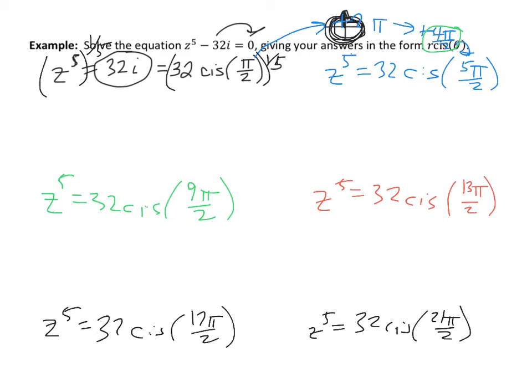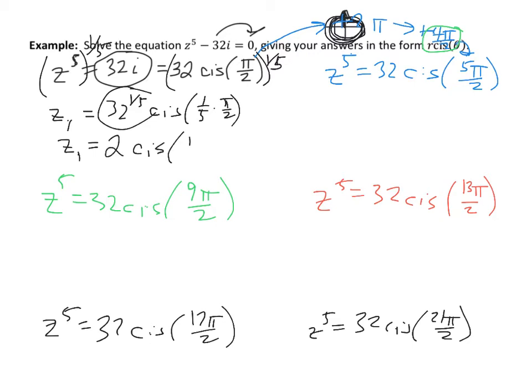Doing that is going to get me z1 here, the first one. Over here, it'll be 32 to the 1/5 power, and then cis 1/5 times pi over 2. That means that z1 is going to be the 5th root of 32, that's just 2. So 2 cis pi over 10. And we found our first of the 5th roots of 32i.